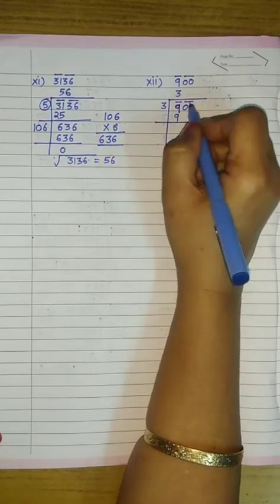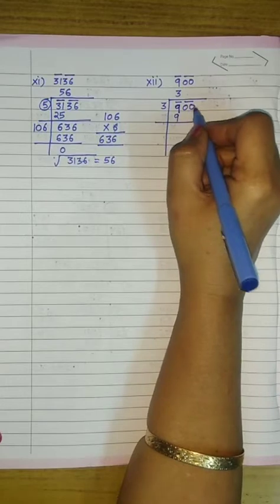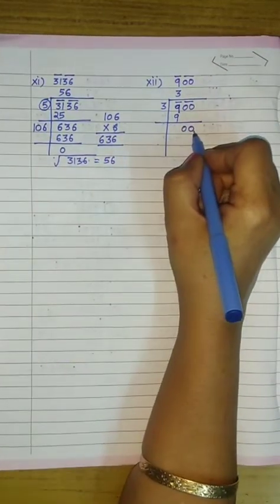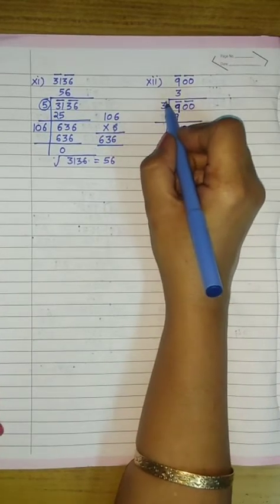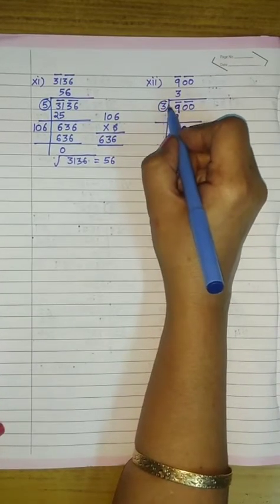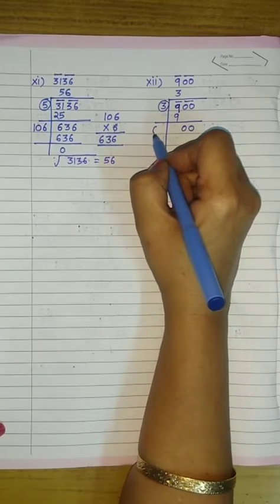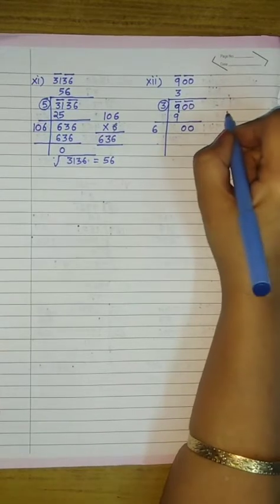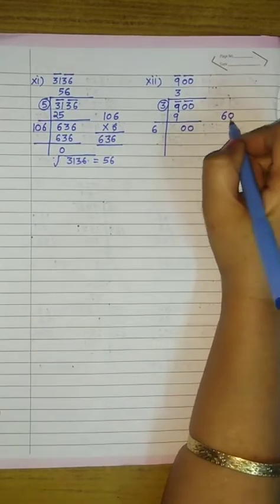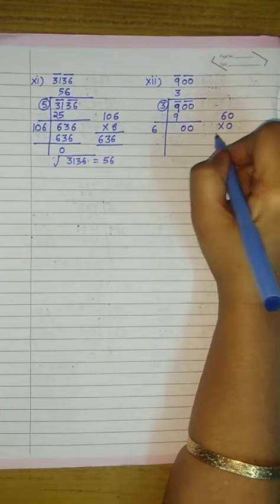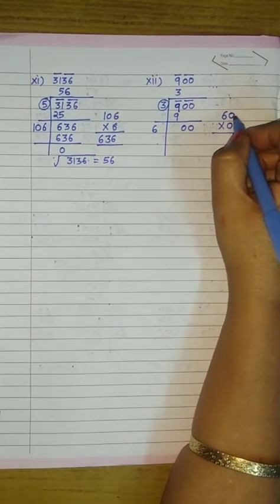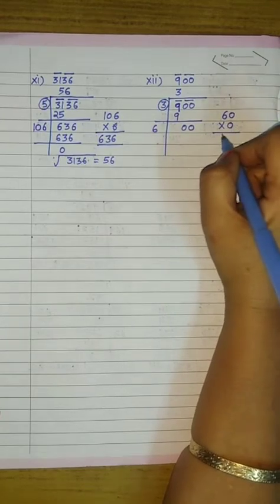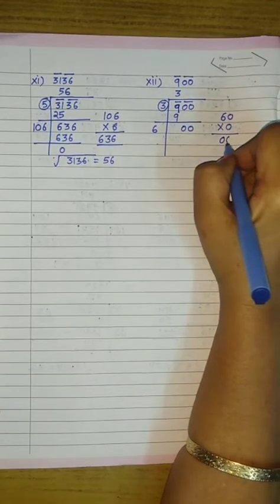So taking down the next bar, we have the numbers 00. Now double this number, that is 3. 3 2s are 6. Now how will we find a number equal to this dividend? By multiplying 60 into 0. So after 6 we have written 0 and we multiply it with the same digit, that is 0. So 60 into 0 is 0.